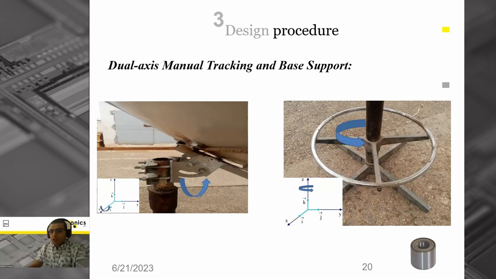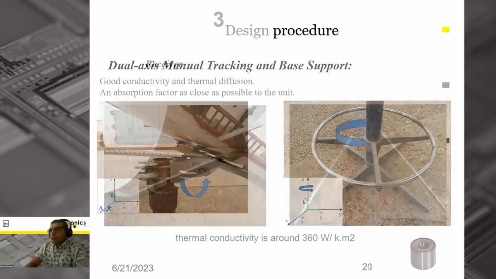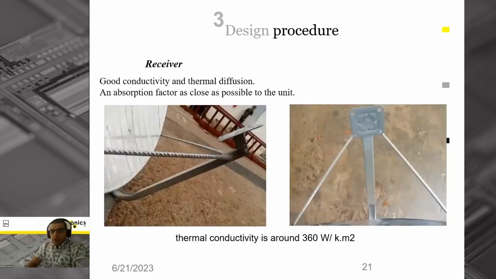The parabolic concentrator needs a tracking system to reach the maximum solar flux. We adopt a very simple tracking mechanism based on a cylinder and rotating wheel, as we said, to turn the dish to the position that follows the azimuthal and zenithal angle of the sun. The solar receiver converts concentrated solar radiation into usable heat. The receiver surface must have the following characteristics: good conductivity and thermal diffusion, and an absorber factor as close as possible to unity.